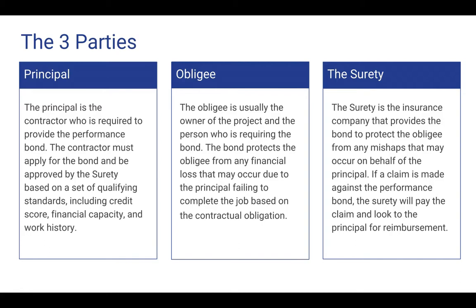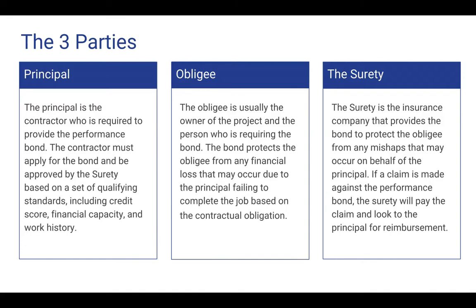The obligee. The obligee is usually the owner of the project and the person who's requiring the bond. The bond protects the obligee from any financial loss that may occur due to the principal failing to complete the job based on the contractual obligation.